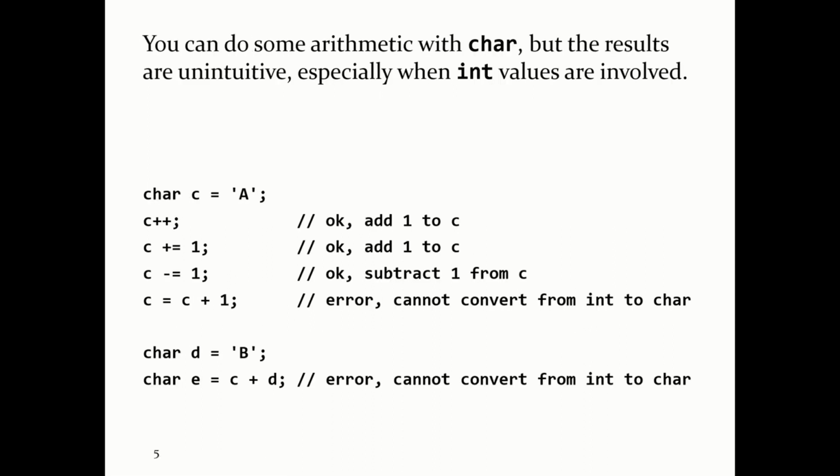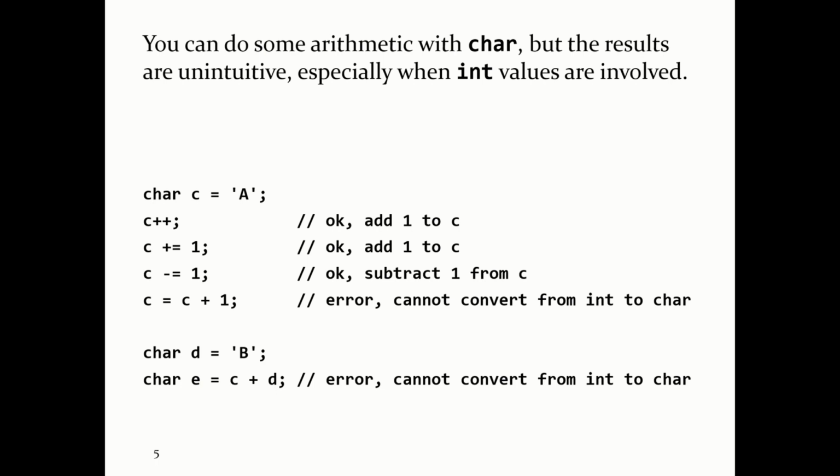Okay, so you can do arithmetic with char because, well, it's just an integer. Unfortunately, the results are unintuitive, especially when int values are involved. It's a little bit weird how this works in Java, and I'm not exactly sure what the rules are in C. I do know what the rules are in Java. All right, so let's start with A. If I write c++, that's fine. That will actually add 1 to A, and if you print it, it'll give you B. If I write c plus equals 1, that's also fine. It'll add 1 to the B, and you'll get C. c minus equals 1 also works. Subtract 1 from c to get B.